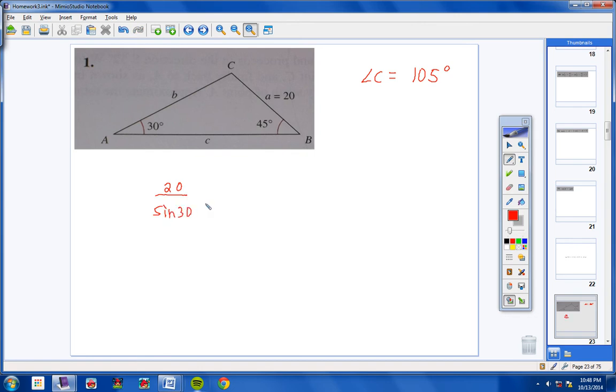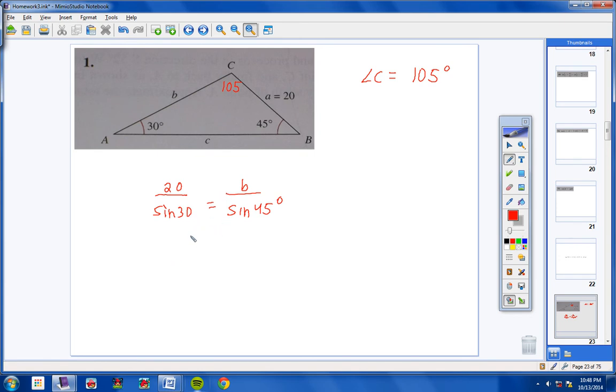And now with that in mind, we can either solve for side B first, since we already found 30 right here, or we can solve for side C. It really doesn't matter which one we do first. Well, I'm going to go ahead and solve for side B. So I have B over the sine of 45 degrees. Okay, so we cross cancel. If we cross cancel, we have 20 sine of 45, and of course B sine of 30.